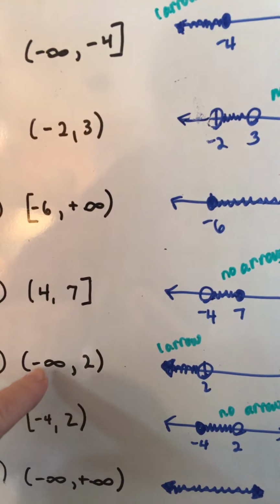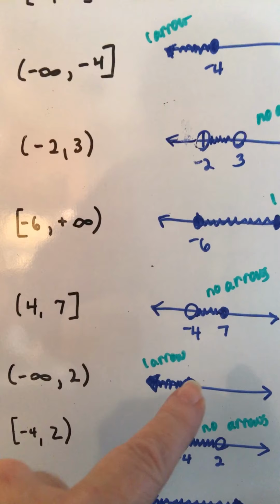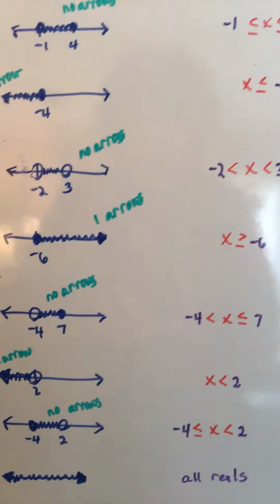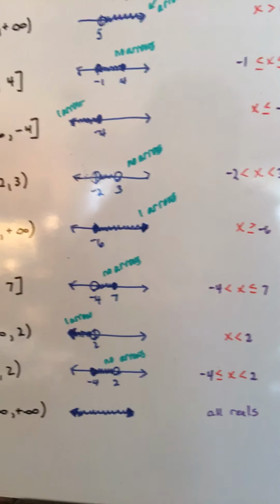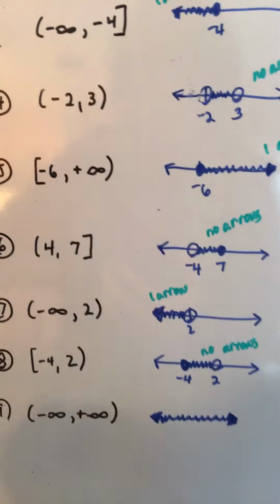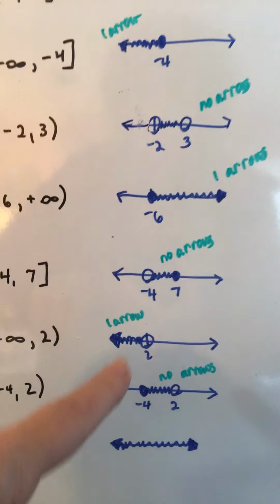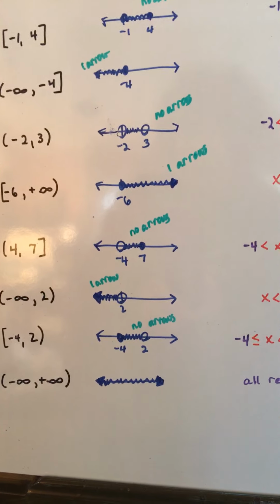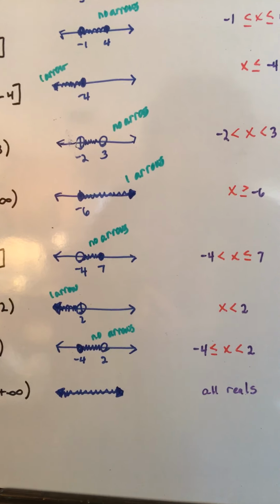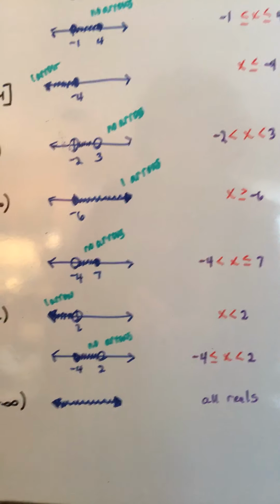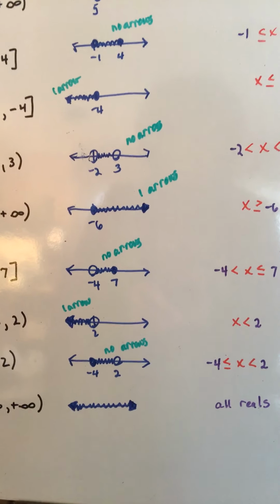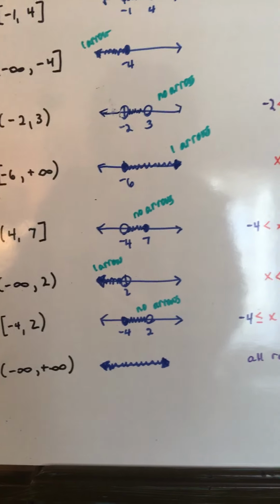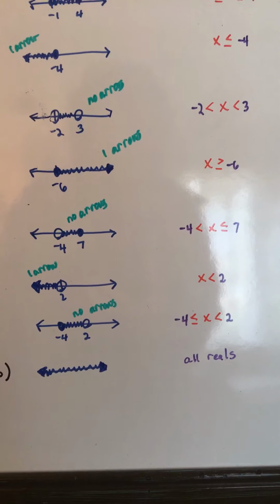I see a negative infinity. That's a left arrowhead. Look at the left arrowhead. It's forming this less than symbol. That's open, so I wrote x less than, and I found the number was 2. For number 8, negative 4 closed, 2 open. I can only use the less than symbol, but at negative 4 it has to be closed, and at 2 it has to be open. So x is less than 2, and then I put the left number on the left and the right number on the right. And negative infinity to positive infinity just says you're shading everything and you're all real numbers.